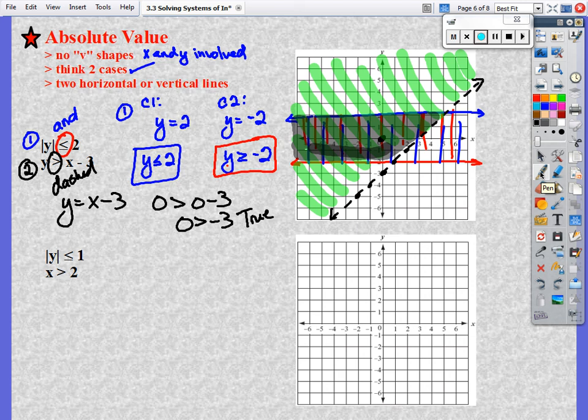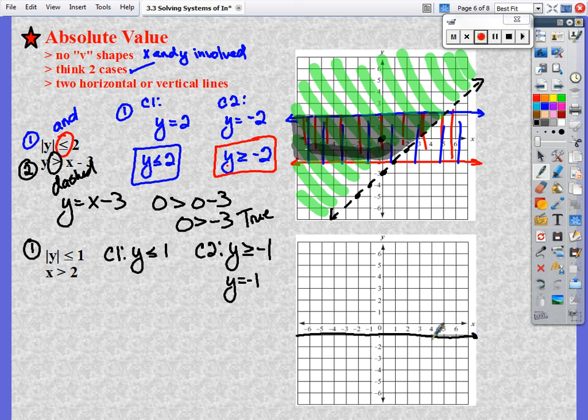Let's try another one here. Let's try this one down here. Again, it looks like two horizontal lines. So I go case 1, drop, and I'll solve. Case 2, drop the absolute value sign, change the sign, flip the sign. A lot going on in case 2. So I momentarily convert it to an equation just so I can get these graphed. This is going to be solid as well, so no dash there.